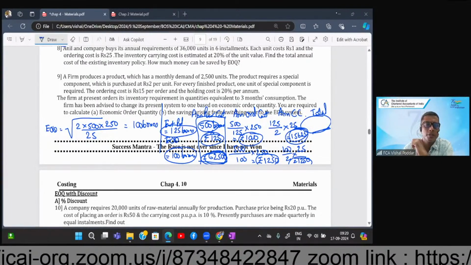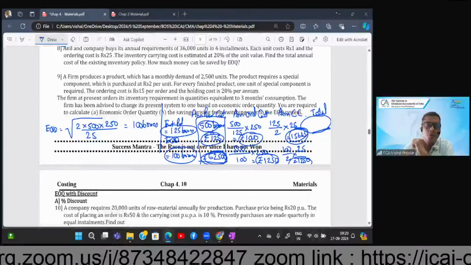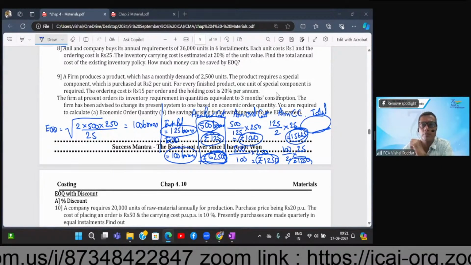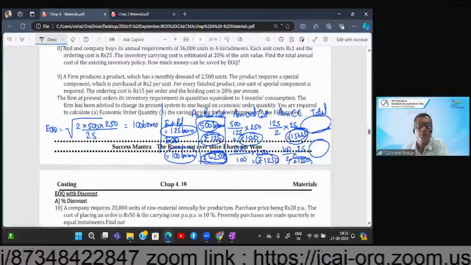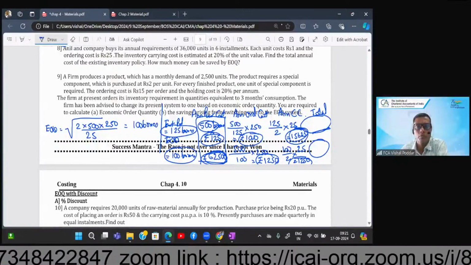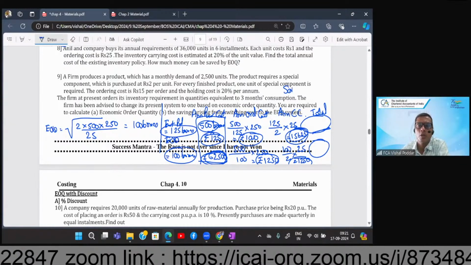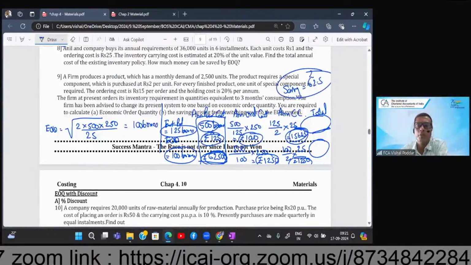So existing is 65,000 or 62,000? 65. So you get the total cost of both these options. And the savings is how much? Difference between the two, which is 62.5 rupees.